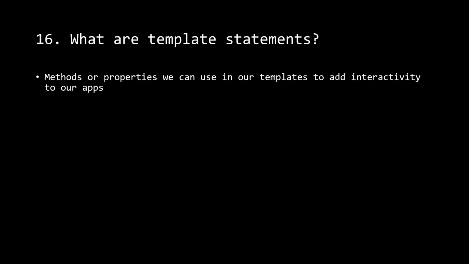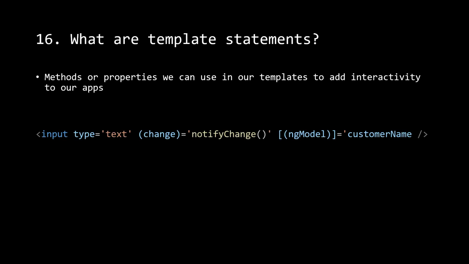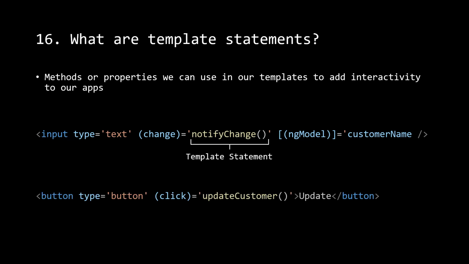Template statements are methods or properties that we can use in our templates or HTML to respond to user input. They are isolated to the component or directive they're attached to and that component or directive's context. In this first example with a text box, the template statement is the notifyChange designation. And in the second example, updateCustomer is the template statement.